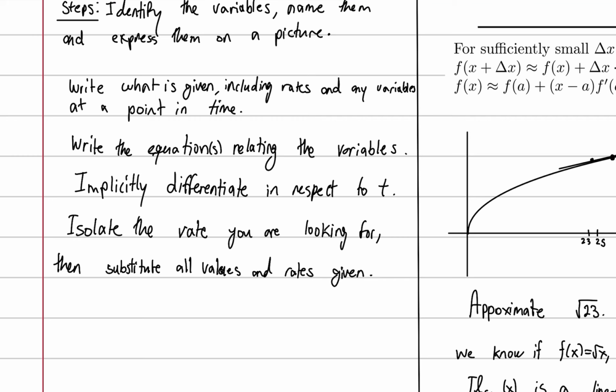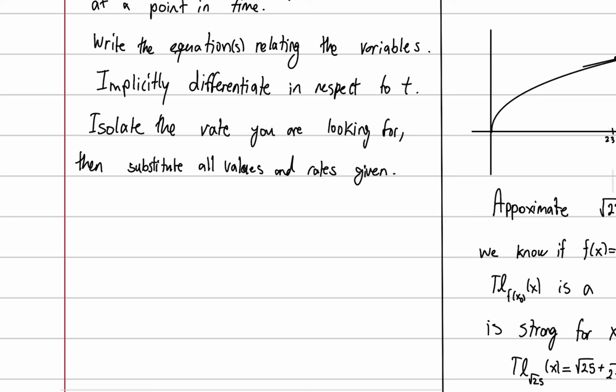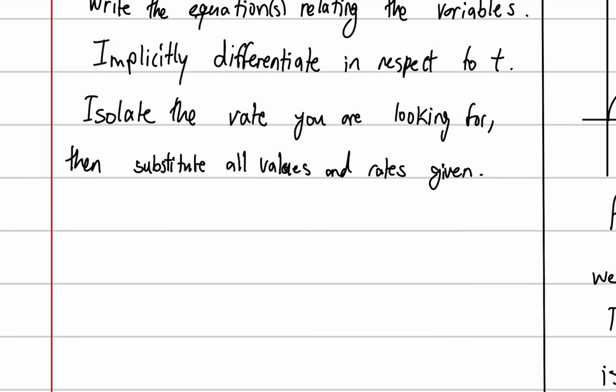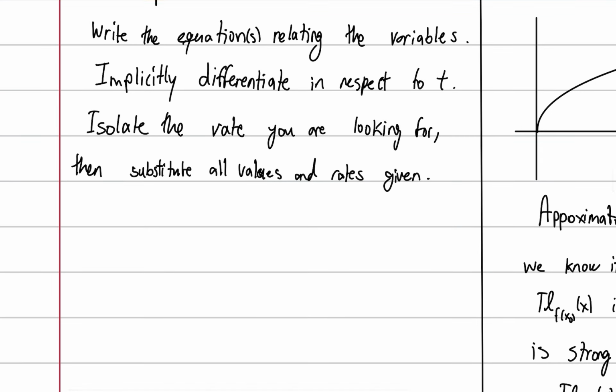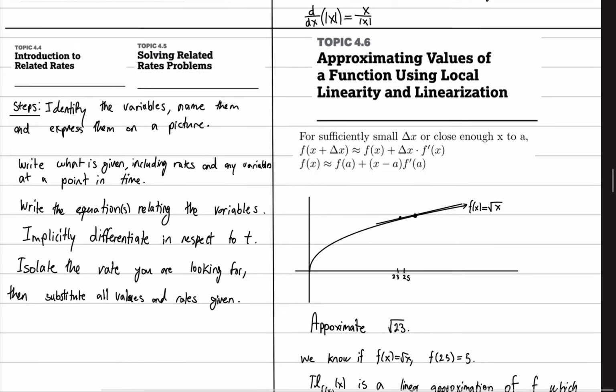Just write it. Implicitly differentiate using the chain rule with respect to t. You should already know how to do that. With respect to time, time is the crucial thing, dt. Then isolate the rate you are looking for using algebra. Maybe you're looking for the rate of change of the radius, dr over dt. Once you have that isolated, plug in all the values and rates, and you're done. Then you can find the rate that it's looking for.